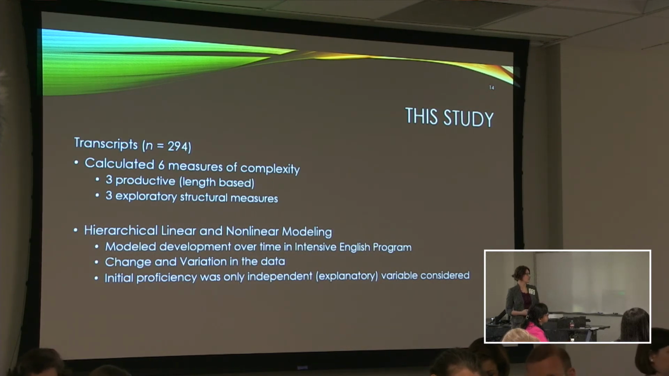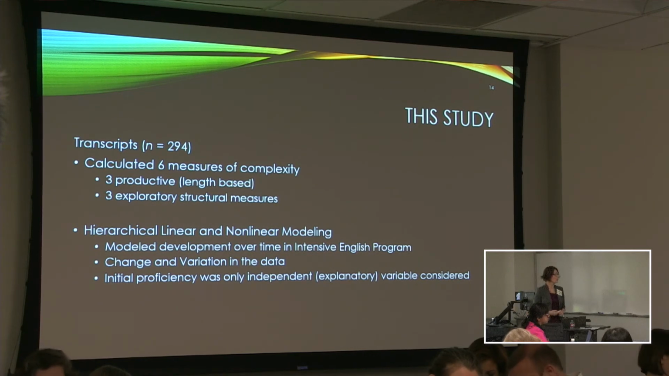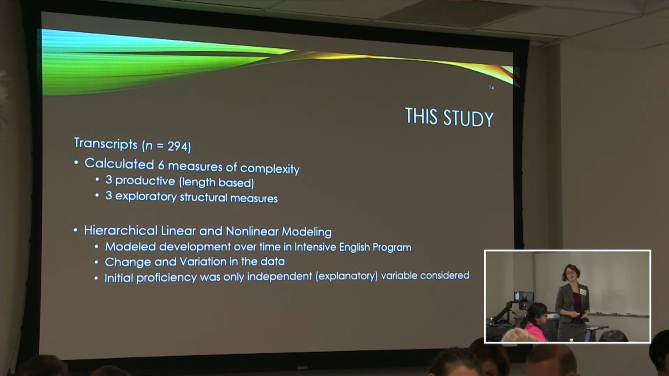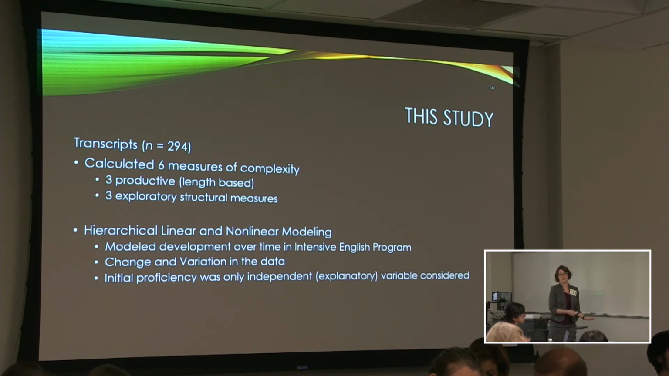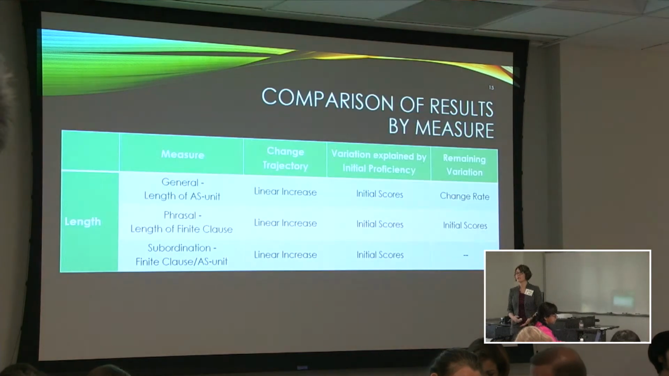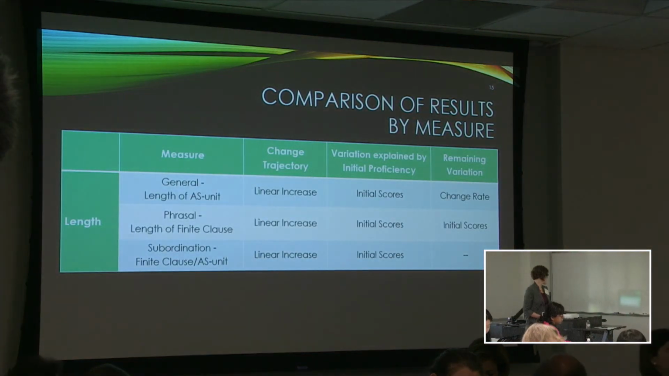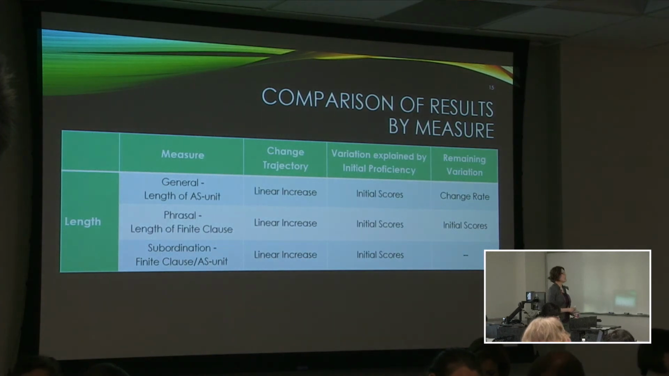And as I mentioned earlier, initial proficiency was the only independent explanatory variable that I considered, because we would expect that the measure should capture that difference, knowing that they came in with different levels of proficiency. Okay, so let's look at the results. These are just for the length measures.